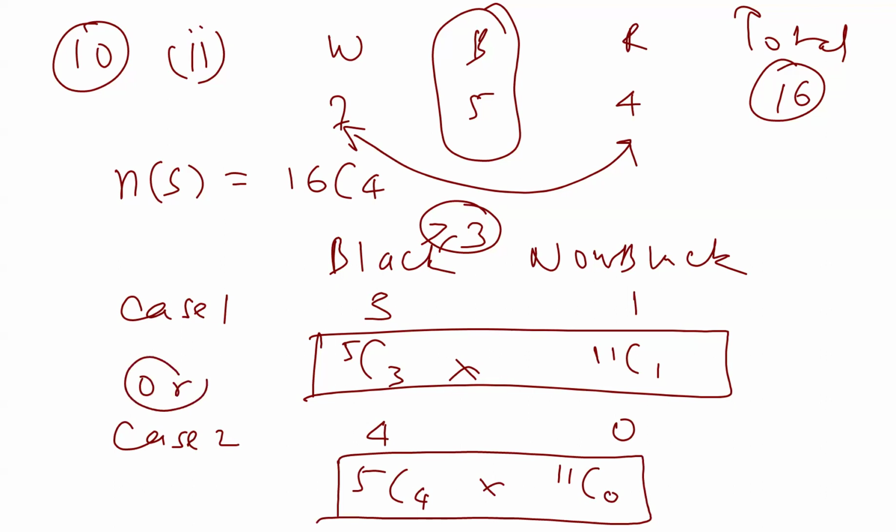So in between the cases there is always or. Add both the cases and get n of A. n of A is the addition of both the cases, whatever answer you get. And P of A is equal to n of A upon n of S.